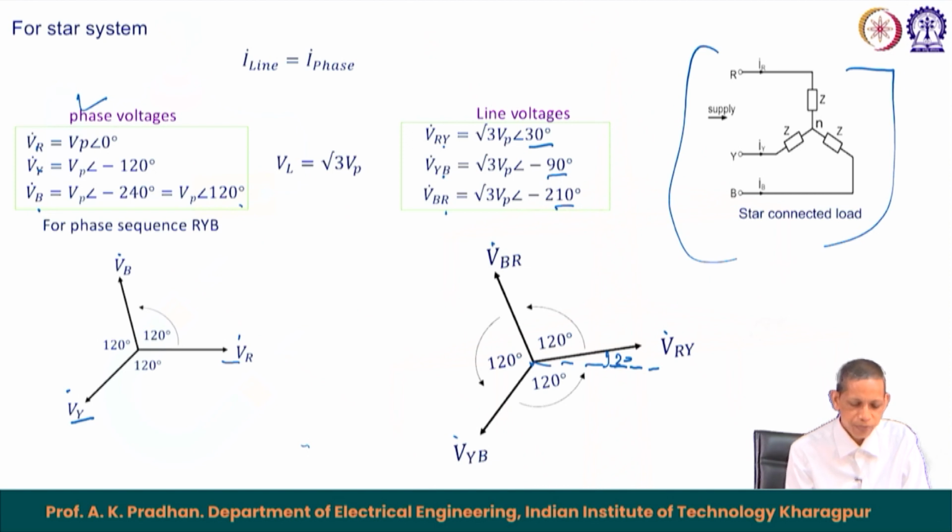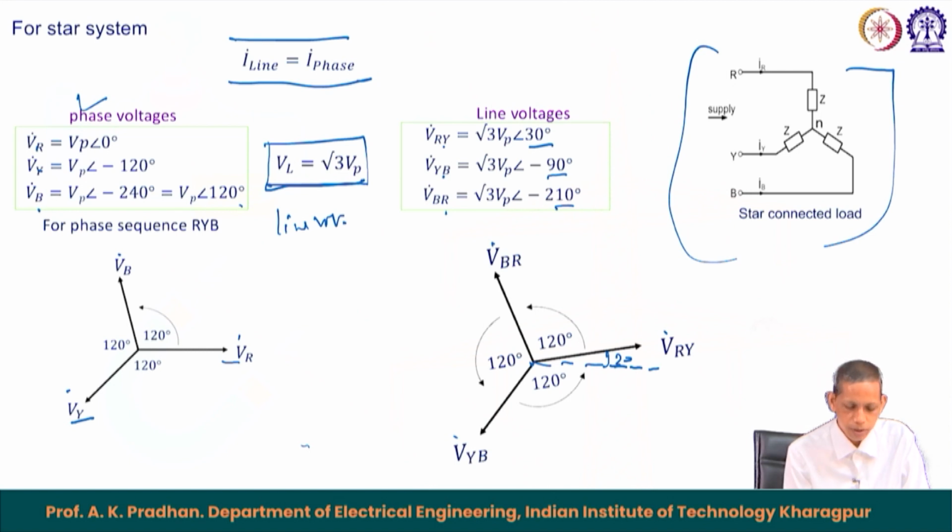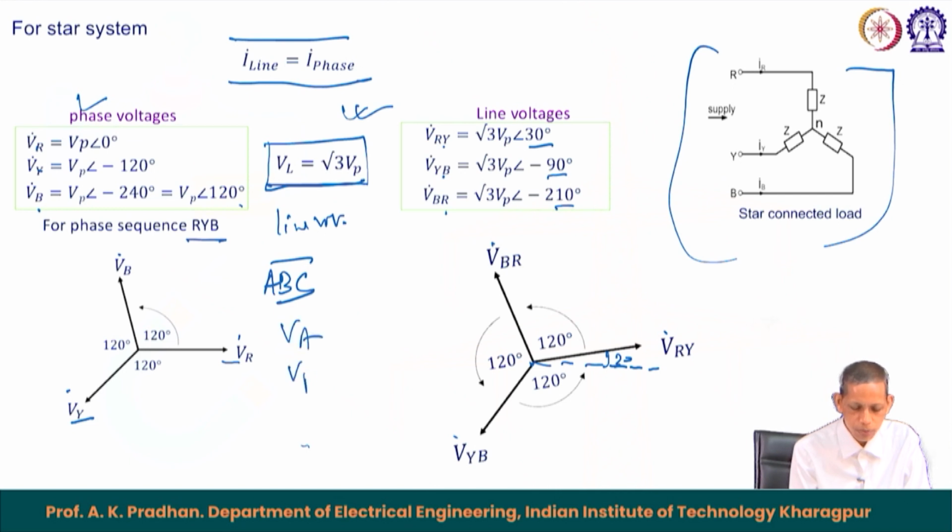Now, what we say here is that the corresponding line current becomes equal to the corresponding phase current. Another thing we want to notice here is that the magnitude of the line voltage becomes equal to root 3 times that of the phase voltage. So, that is for a phase sequence of RYB. If the corresponding phase sequence becomes ABC, we can say VAN, VBN and VCN, then the corresponding line voltages we can take out as VAB, VBC and VCA. These are all the phasors for that.